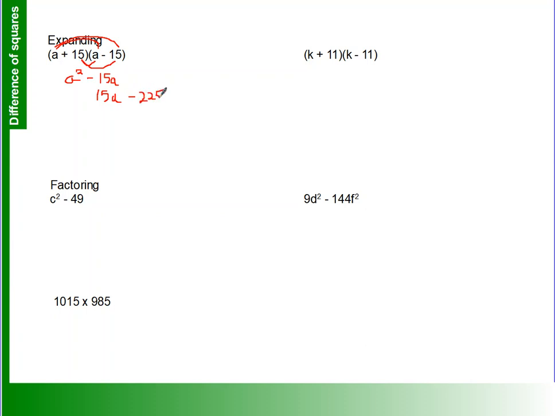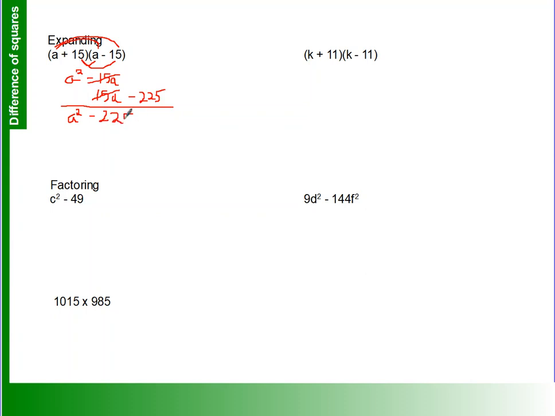Now, we have to combine the similar terms. We have no other a squareds, so we have nothing similar to the a squared. So that gets dropped down, a squared. Negative 15a plus 15a is 0, because if I have 15a's and I take 15a's away, they cancel out. And again, I have no other plain numbers, so there's nothing to combine it with. So I have a squared minus 225.